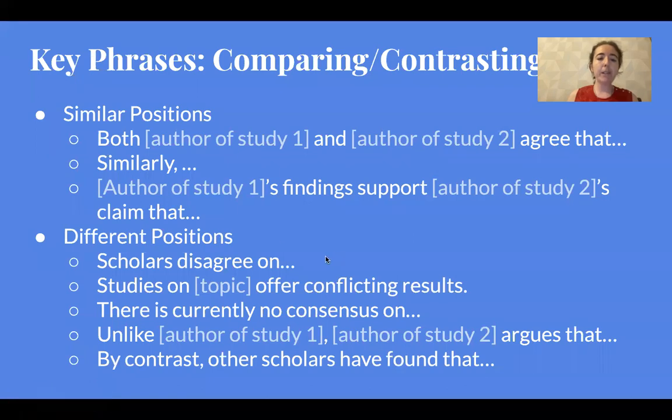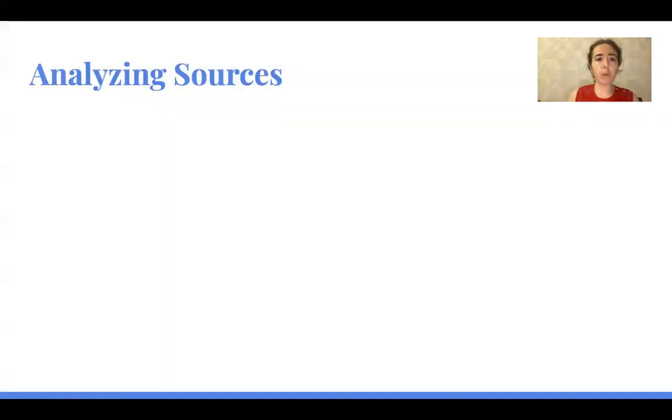What about different positions? These are some phrases we can use. Scholars disagree about some topic, to introduce the fact that there is disagreement. Studies about some topic offer conflicting results. There's currently no consensus, no agreement on something. Unlike author 1, author 2 says something or argues that. And then by contrast, other scholars have found that something. So these are some key phrases that you can use when you go beyond merely summarizing and on to pointing out the relationships between different articles or books.